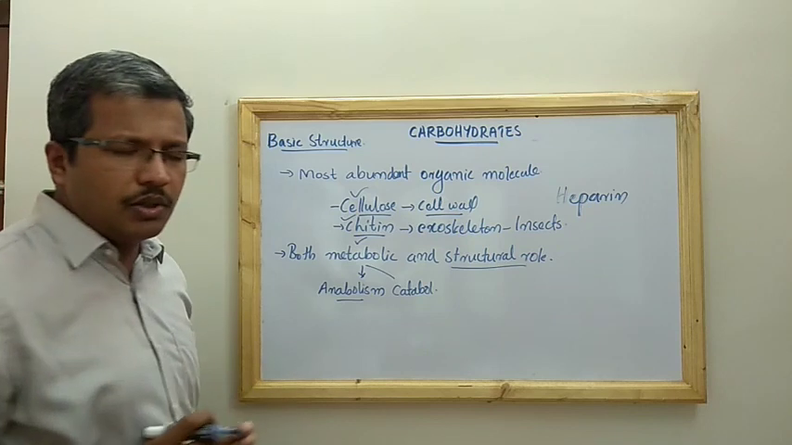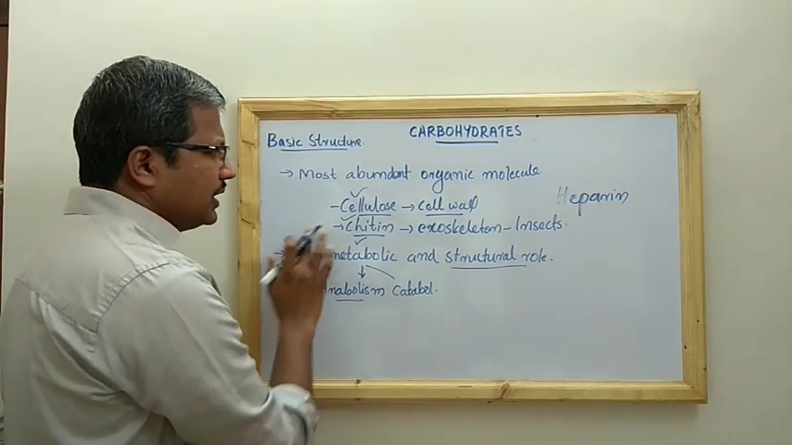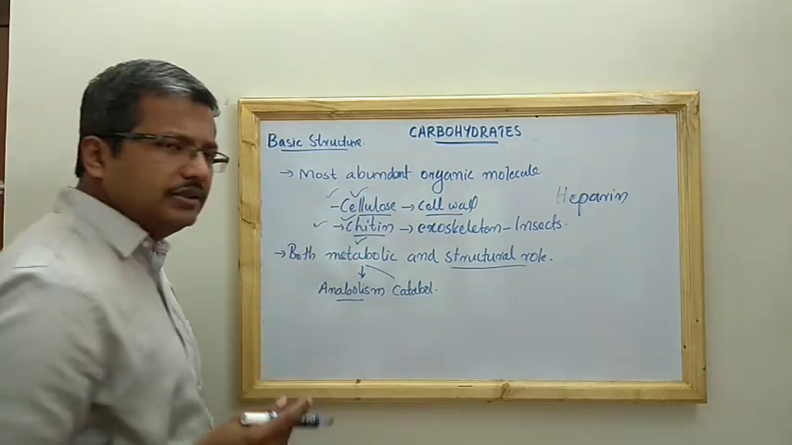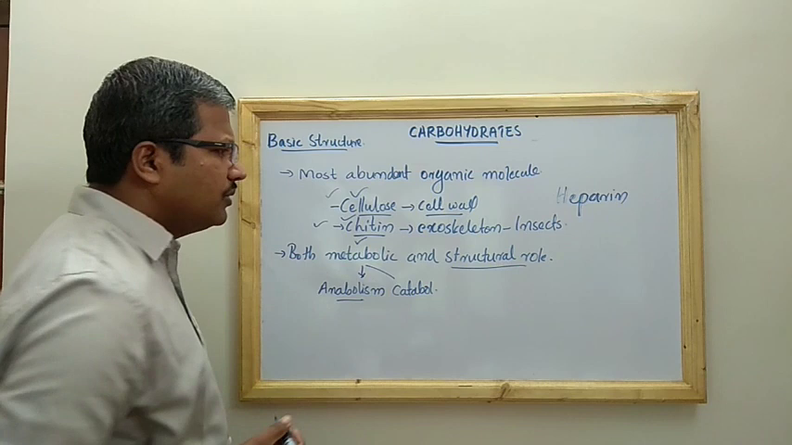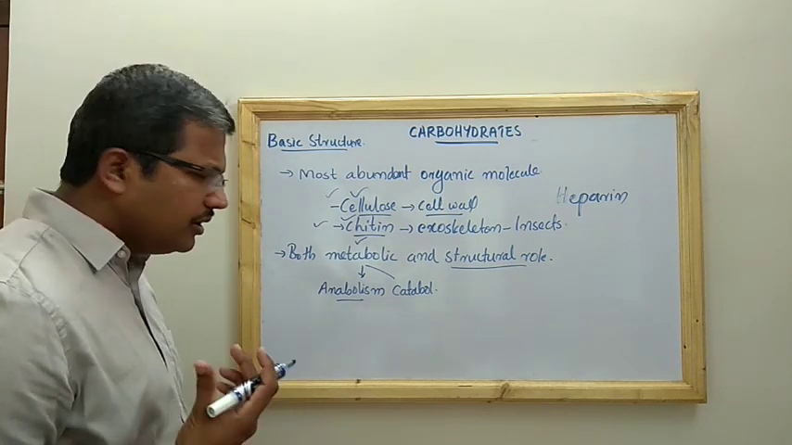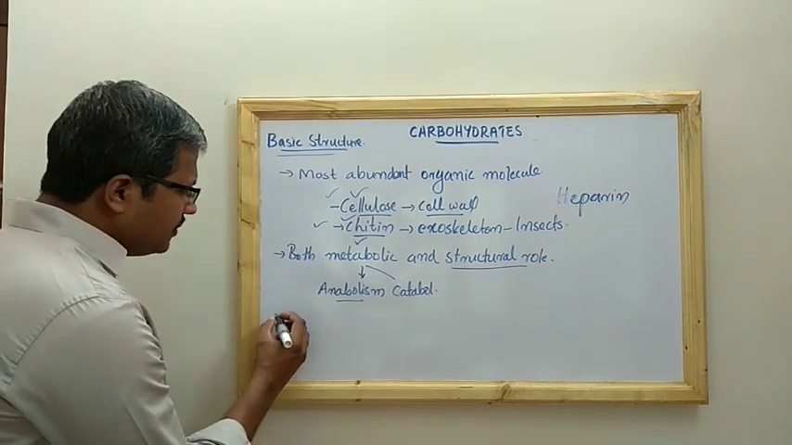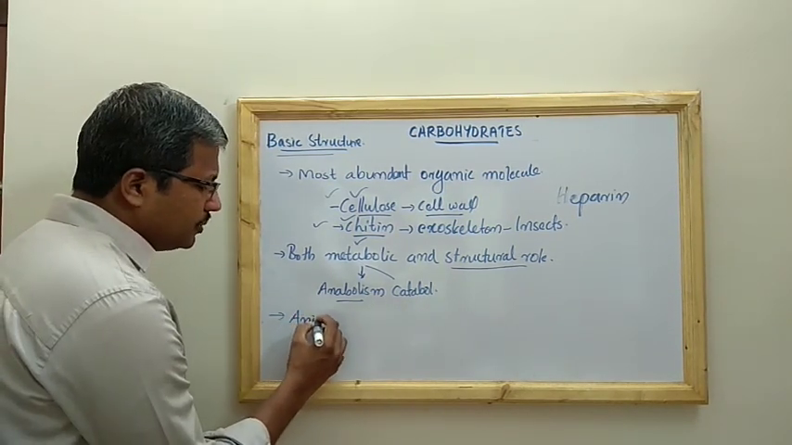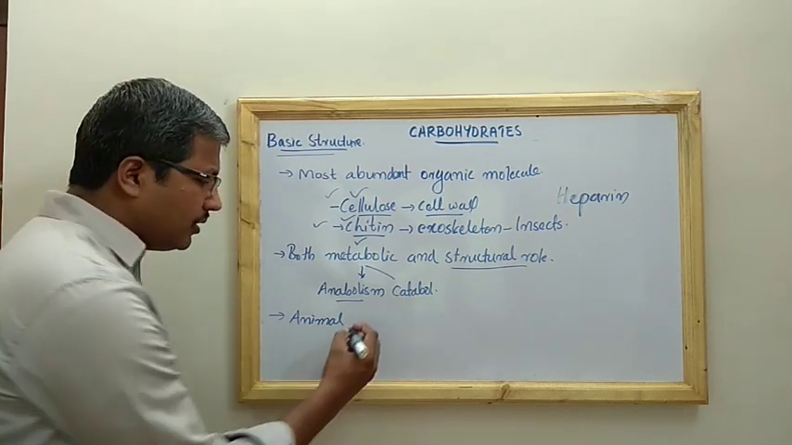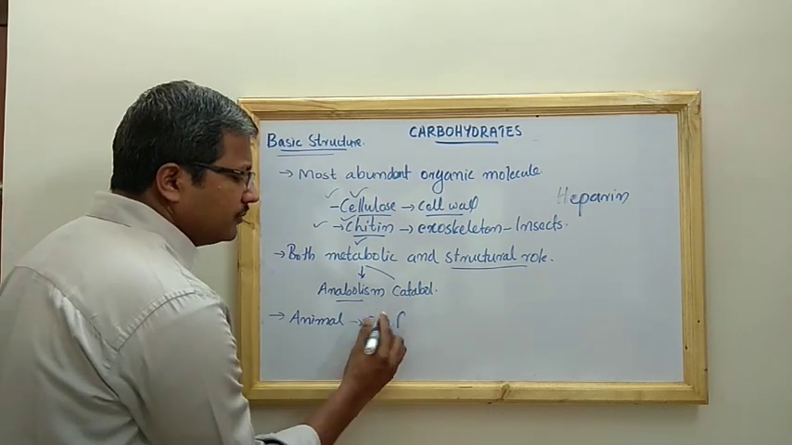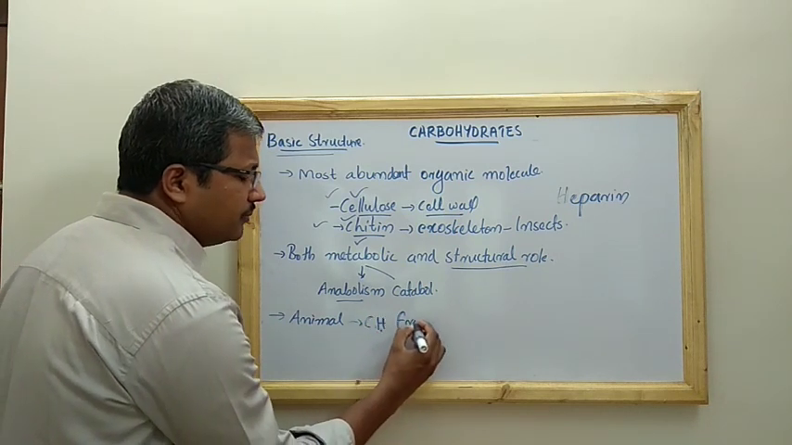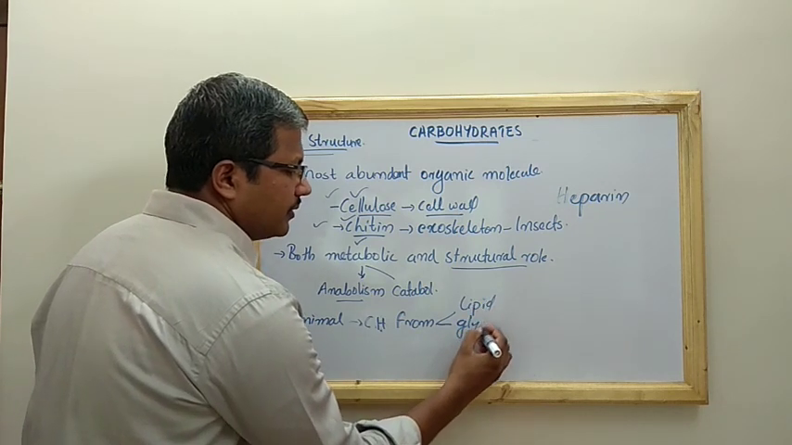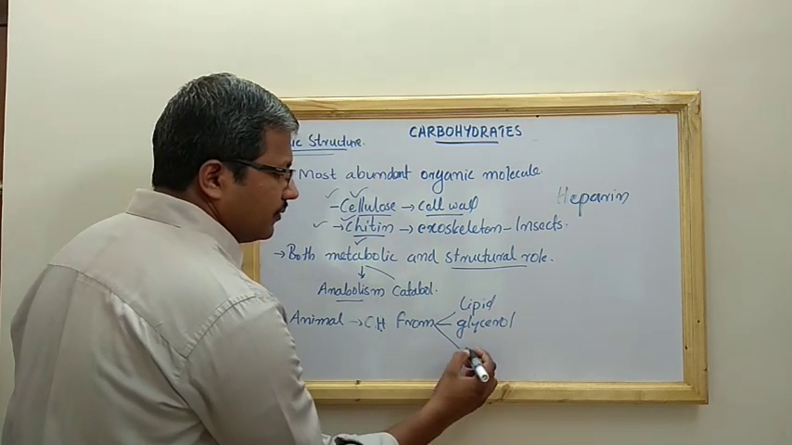The most abundant organic molecules on earth are cellulose and chitin, cellulose in the first place and chitin in second. Carbohydrates play both metabolic and structural roles in different organisms. Now we have to remember one more thing. Animals can synthesize carbohydrate from lipid, from glycerol, and from amino acids, etc.